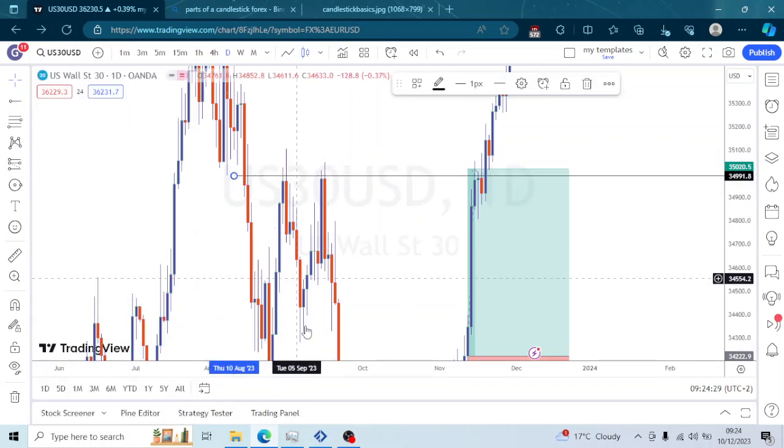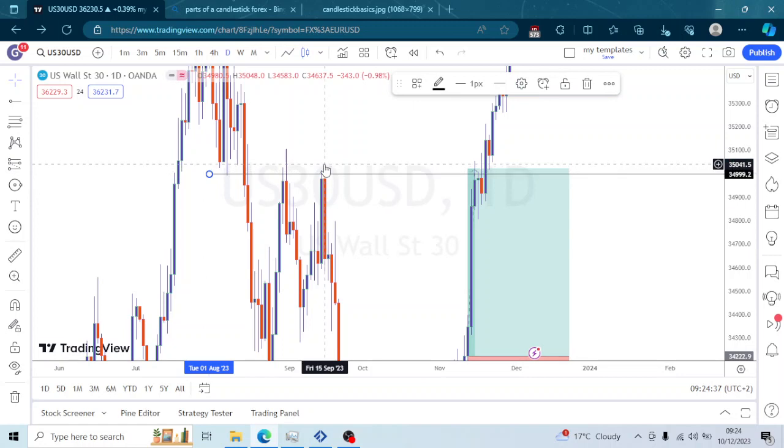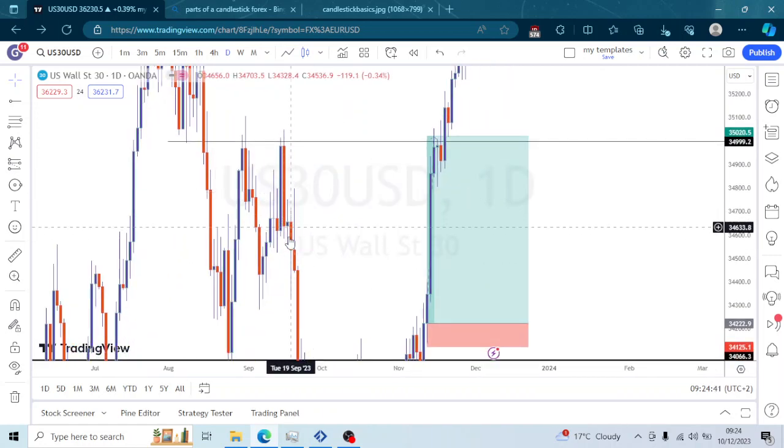It rejected, came back, double top. You can say it's a double top, whatever term you want to use. Double top. It rejected. The next day you would have been looking for sales if you wanted to, but you would have been hunted. If your stop losses were tight, you would have been hunted here.